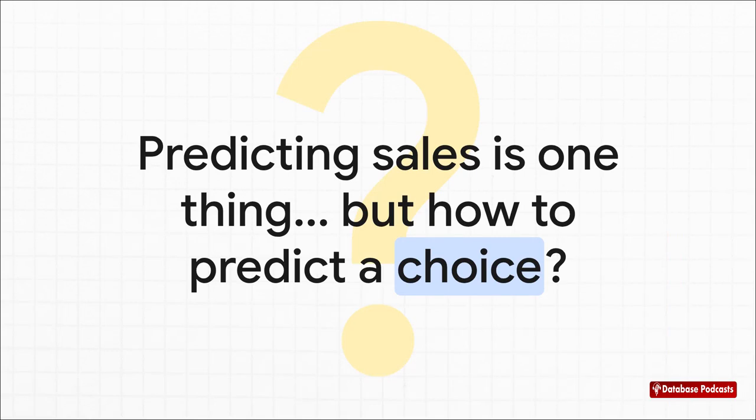A lot of us are used to building models that predict a number, like forecasting how much we're going to sell next month. But a choice isn't a number you can just count up. It's a category. You either do the thing or you don't. And that is a totally different kind of problem that, you guessed it, requires a totally different kind of approach.